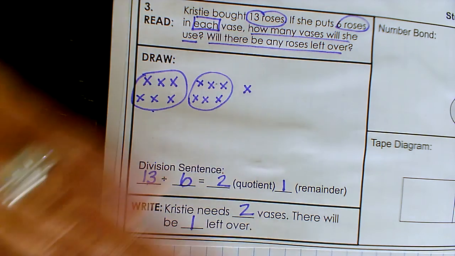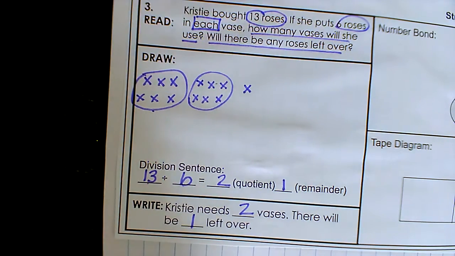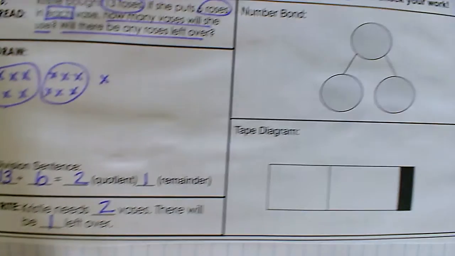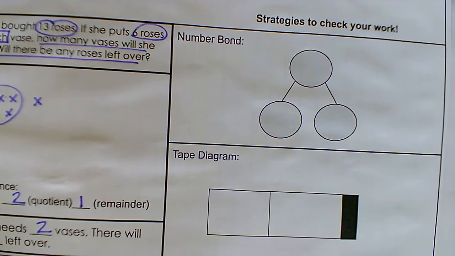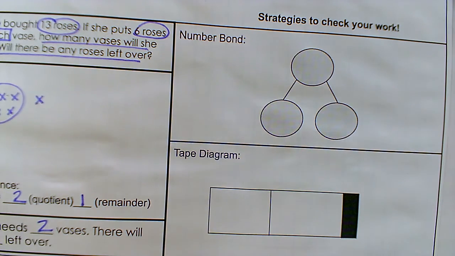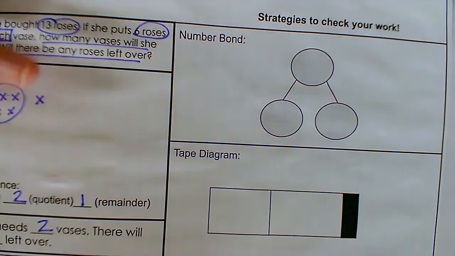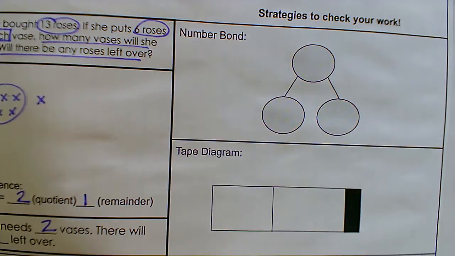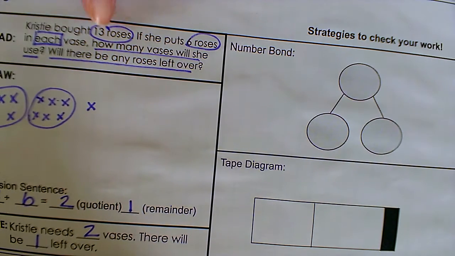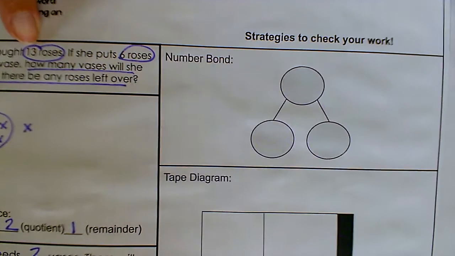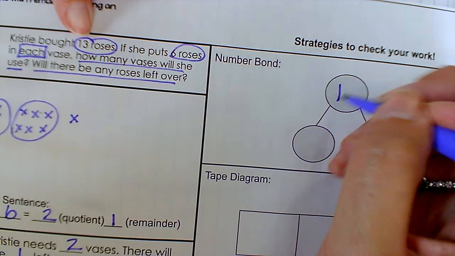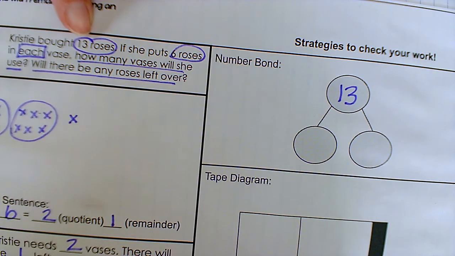Okay. Now, fourth graders, using our array is an excellent way to do our division and draw that picture. I'm going to show you 2 more strategies that will help you check your work to make sure you did your array correctly. So one of those ways is to use a number bond. So I'm going to look back at my problem still. The total number of roses I had was 13.